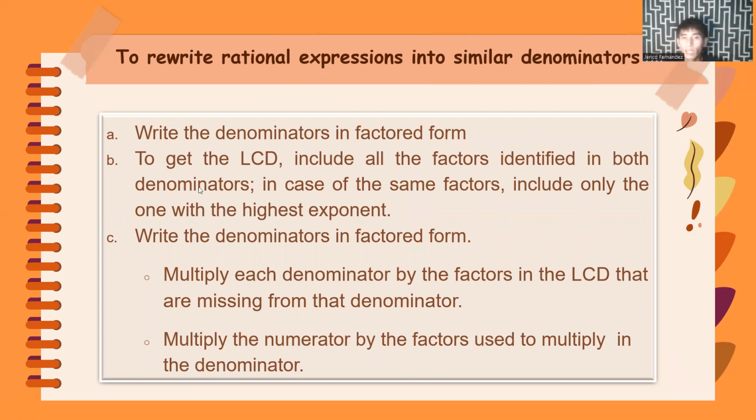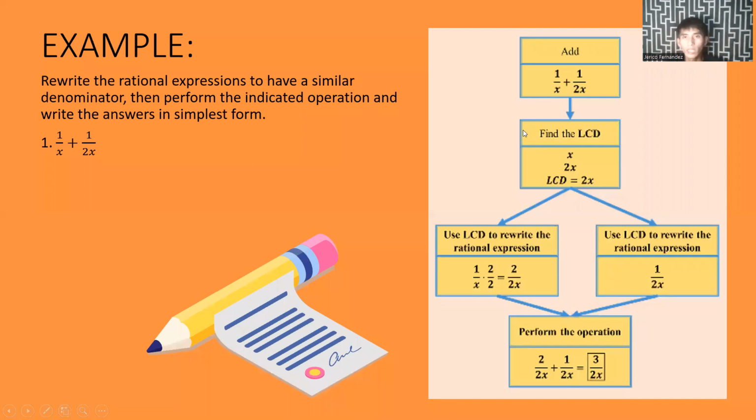Okay, so we will write the denominators in factored form. Then we will multiply each denominator by the factors in the LCD that are missing from that denominator. And then after that, we will now get similar fractions or similar expressions. How? Divide the LCD by the denominator, and then multiply by the numerator. Divide the LCD by the denominator, multiply by the numerator.